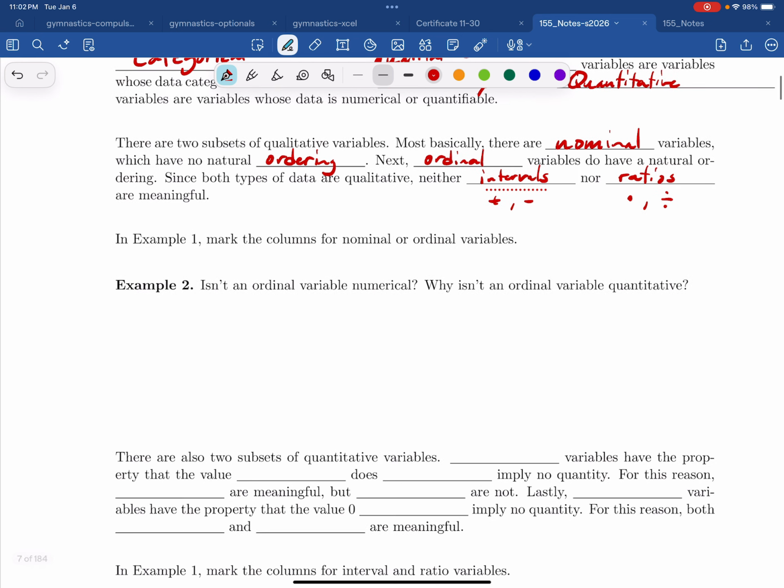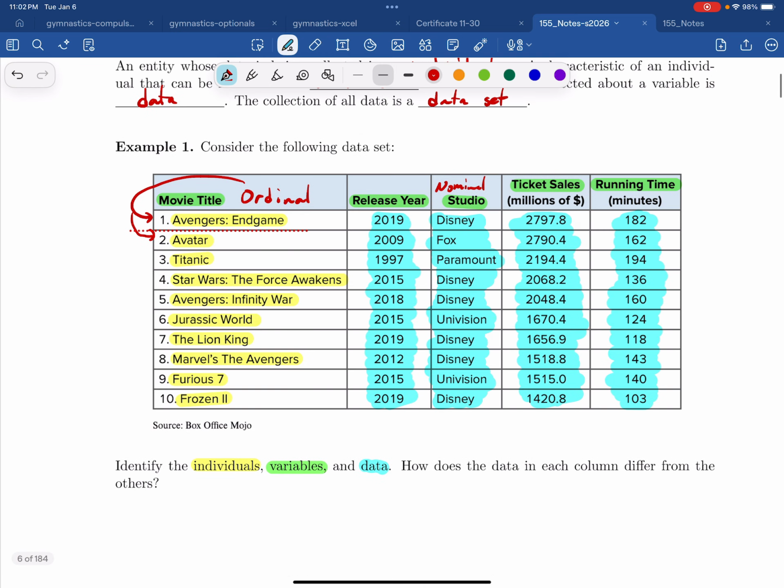Now, one question you might be wondering, I was wondering this too when I first learned about this, ordinal variables use orders, right? 1, 2, 3, 4, 5. Why aren't they numerical? Why do we classify them as categorical or qualitative? And the reason is, well, you could think about rankings as being 1, 2, 3, 4, 5, 6, 7, 8, 9, 10. Or you really could replace the numbers with letters, right? A, B, C, etc.